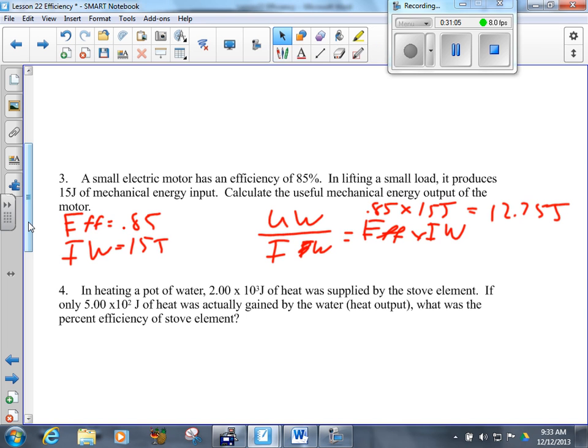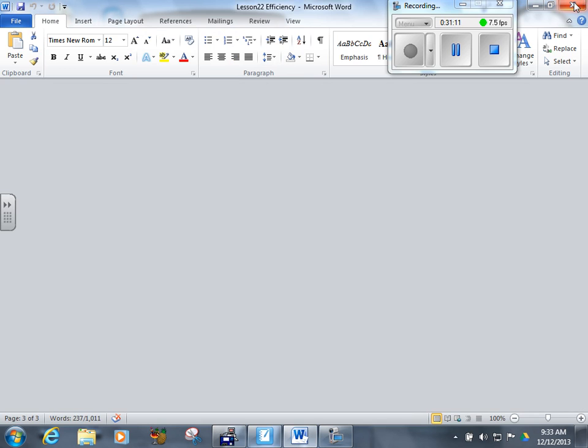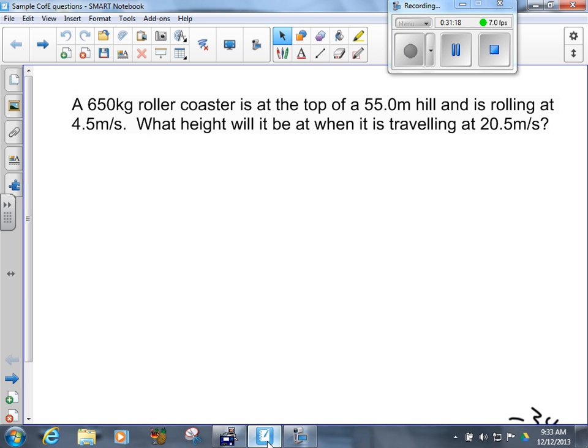Okay, let's move on from efficiency here. I want you to write that one down and give it a try. That's conservation of energy, EI equals EF, just like some of the ones we did the day before yesterday. I'll give you a couple minutes on that one, then we'll go through it.